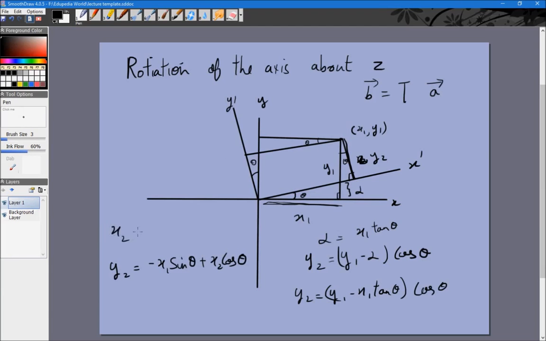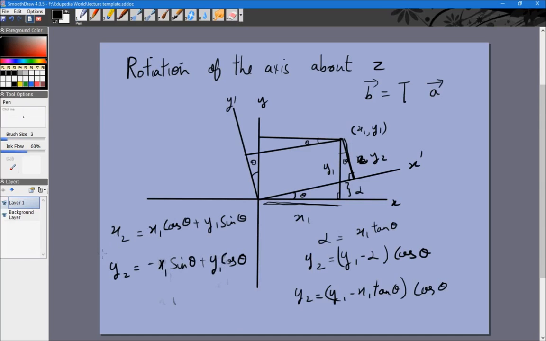What you'll get is x2 is equal to x1 cos theta plus y1 sin theta. Hang on, I think I made a mistake. This is y1 and this is minus x1, right? Minus x1 sin theta plus y1 cos theta. My bad. Yeah, so y2 is minus x1 sin theta plus y1 cos theta.